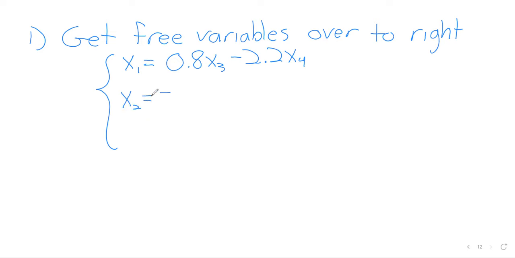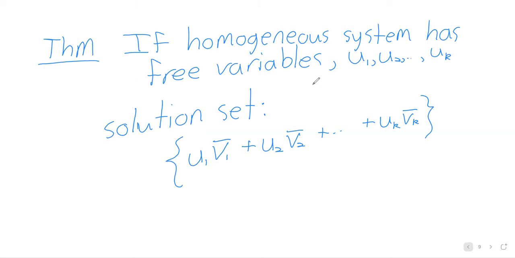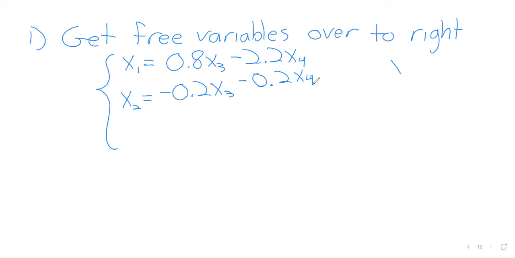So x2 is negative 0.2x3 minus 0.2x4. And our goal here, once again, going back to this theorem, is to get x equals x3 times some vector plus x4 times some vector.